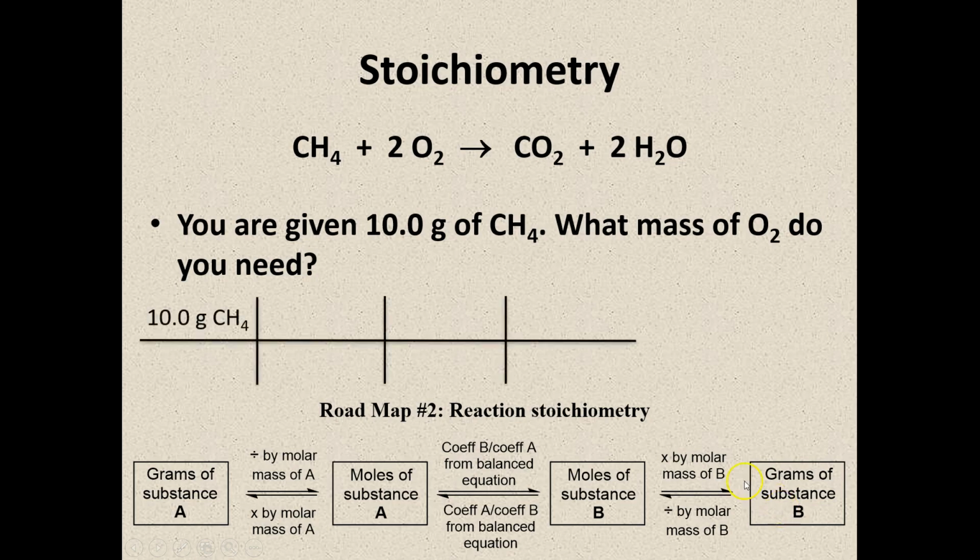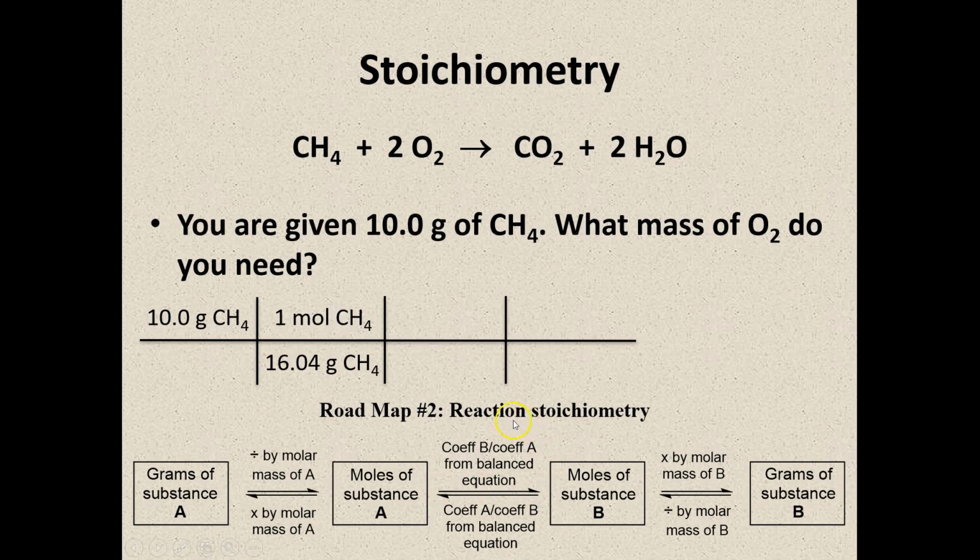And so let's just walk through this. We're given grams of substance A, which is 10 grams of methane. We're going to divide, and so it says to get to moles of substance A, we're going to divide by the molar mass. And you'll see that I've gone out to 4 sig figs here on my molar masses. When we do that, grams of methane cancel, and we're left with moles of methane.